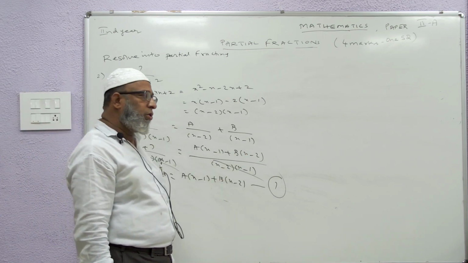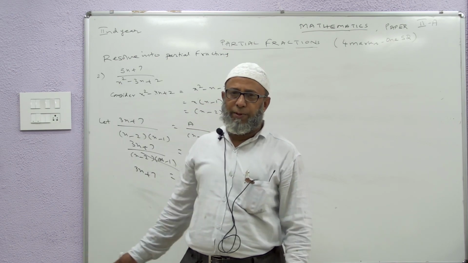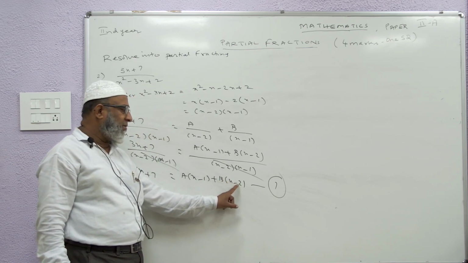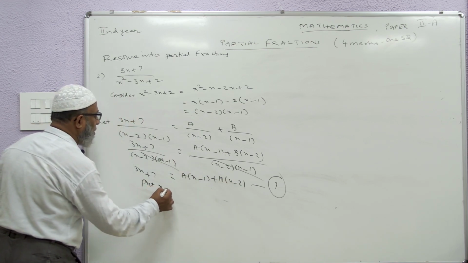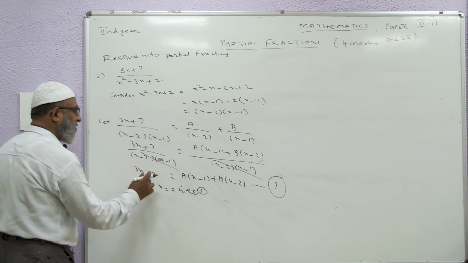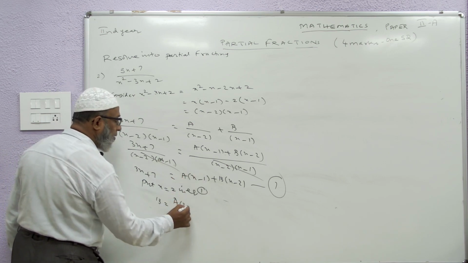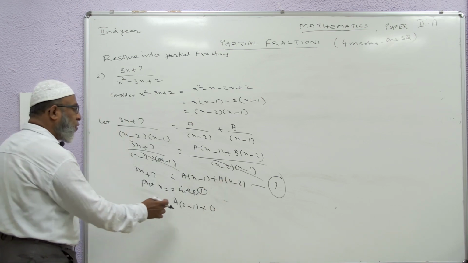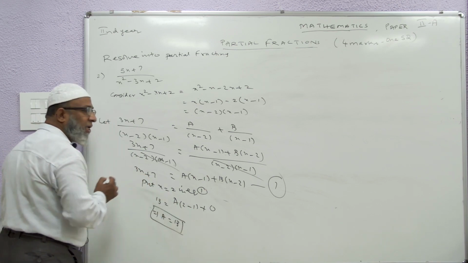Now, as I told you in the previous case, what is our purpose? We have to get the values of a and b. To get the value of a, what do I have to do? Put x equal to the opposite of -2, which is plus 2. So put x = 2 in equation 1. 2 times 3 is 6, 6 plus 7 is 13. a into (2 - 1) plus b into (2 - 2), which becomes 0. So 2 - 1 is 1. So it means that a is equal to 13.